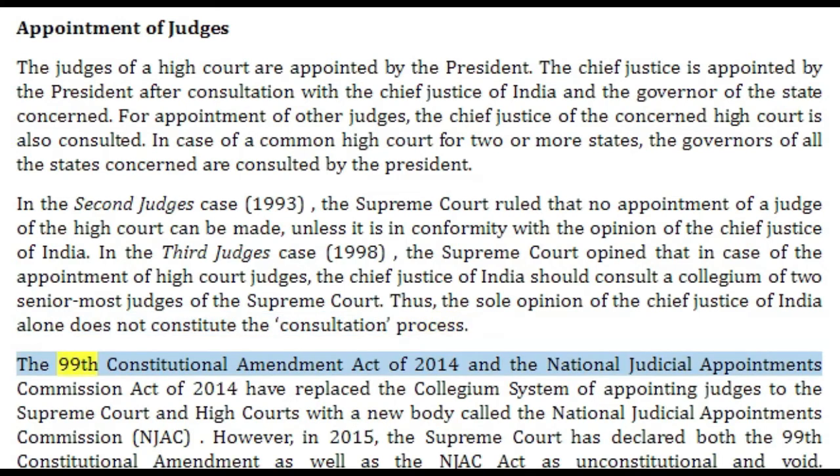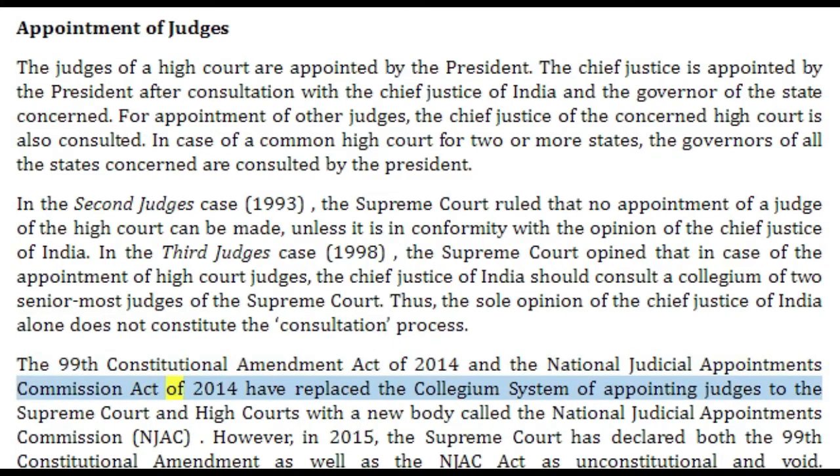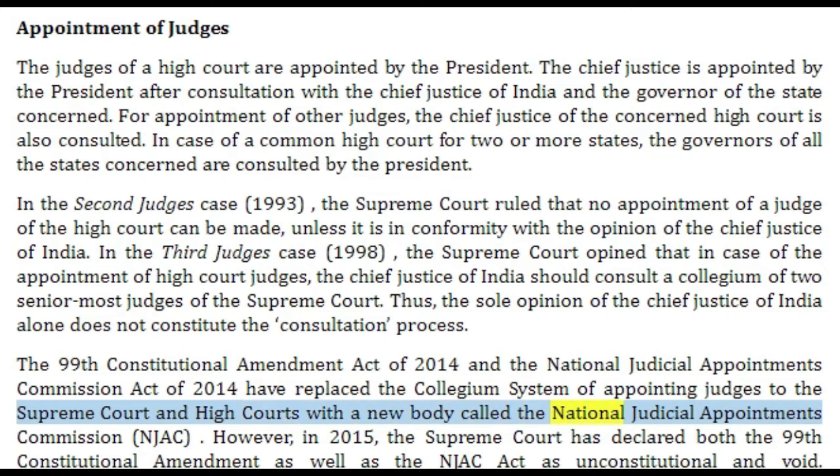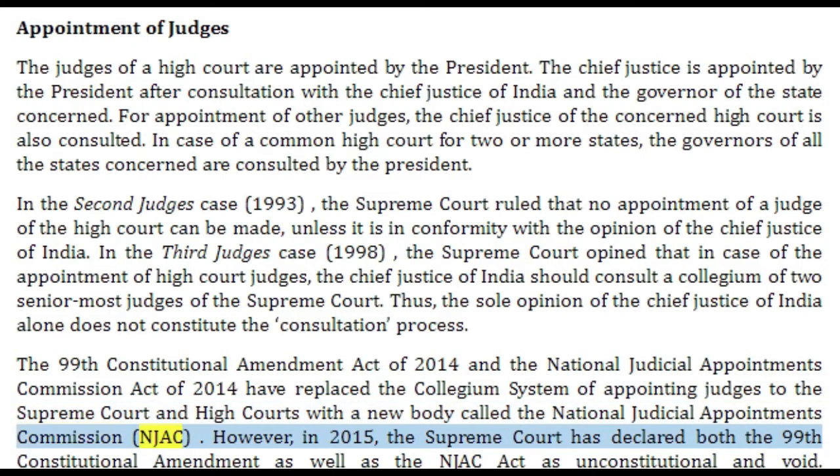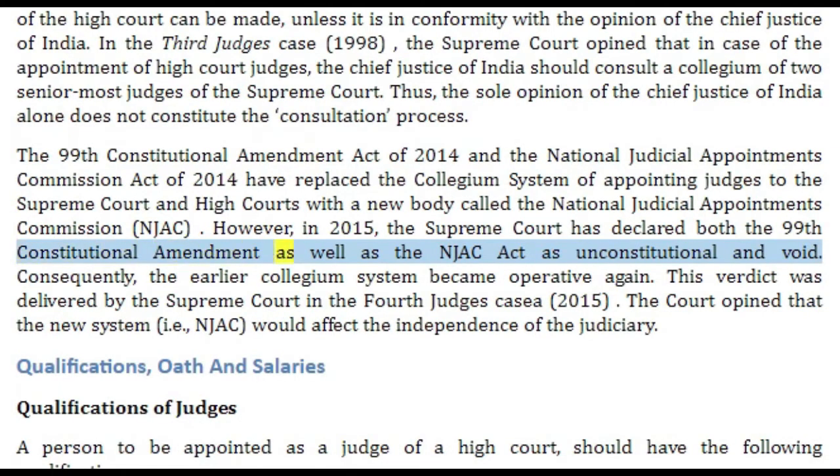The 99th Constitutional Amendment Act of 2014 and the National Judicial Appointments Commission Act of 2014 have replaced the collegium system of appointing judges to the Supreme Court and High Courts with a new body called the National Judicial Appointments Commission, NJAC. However, in 2015, the Supreme Court declared both the 99th Constitutional Amendment as well as the NJAC Act as unconstitutional and void.